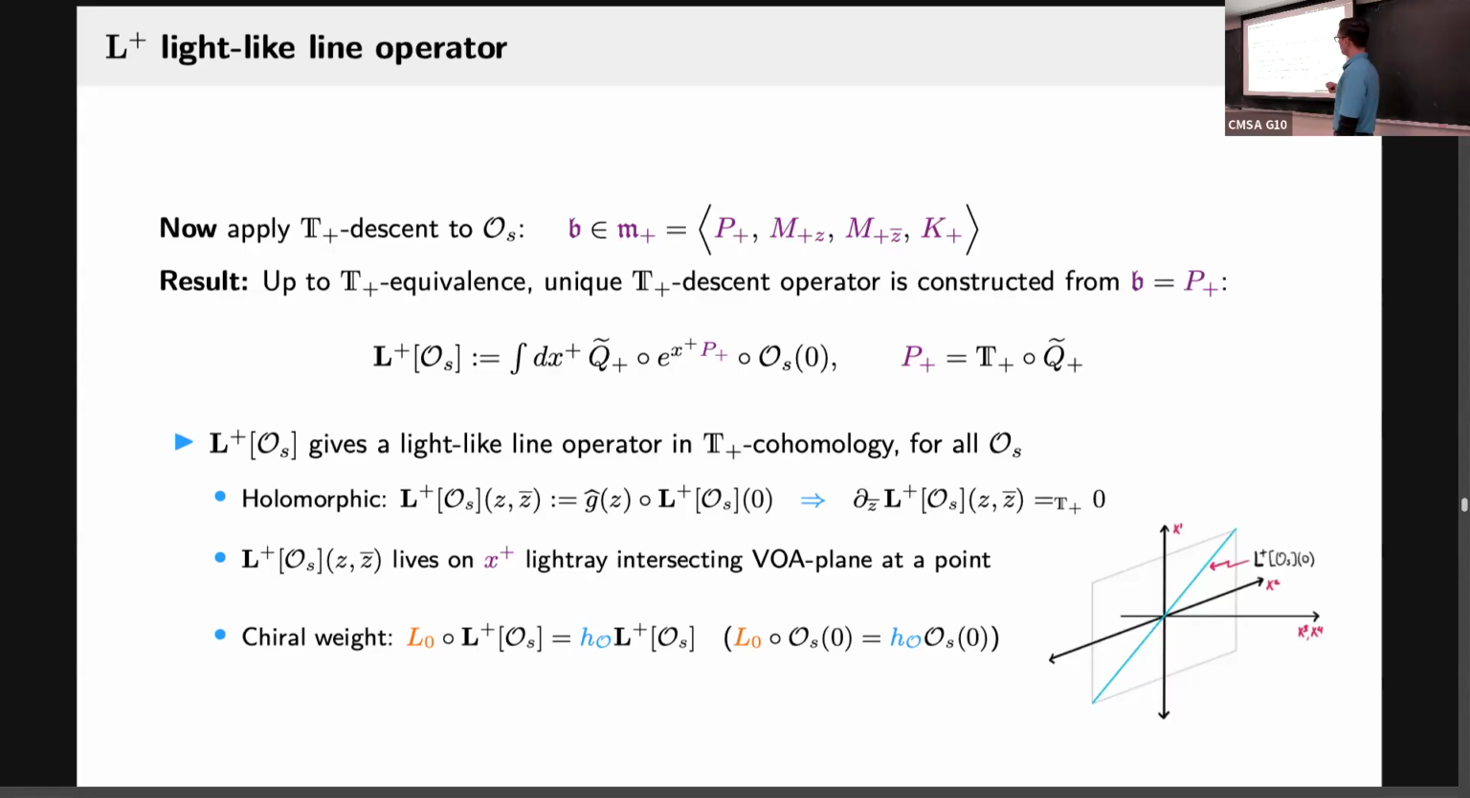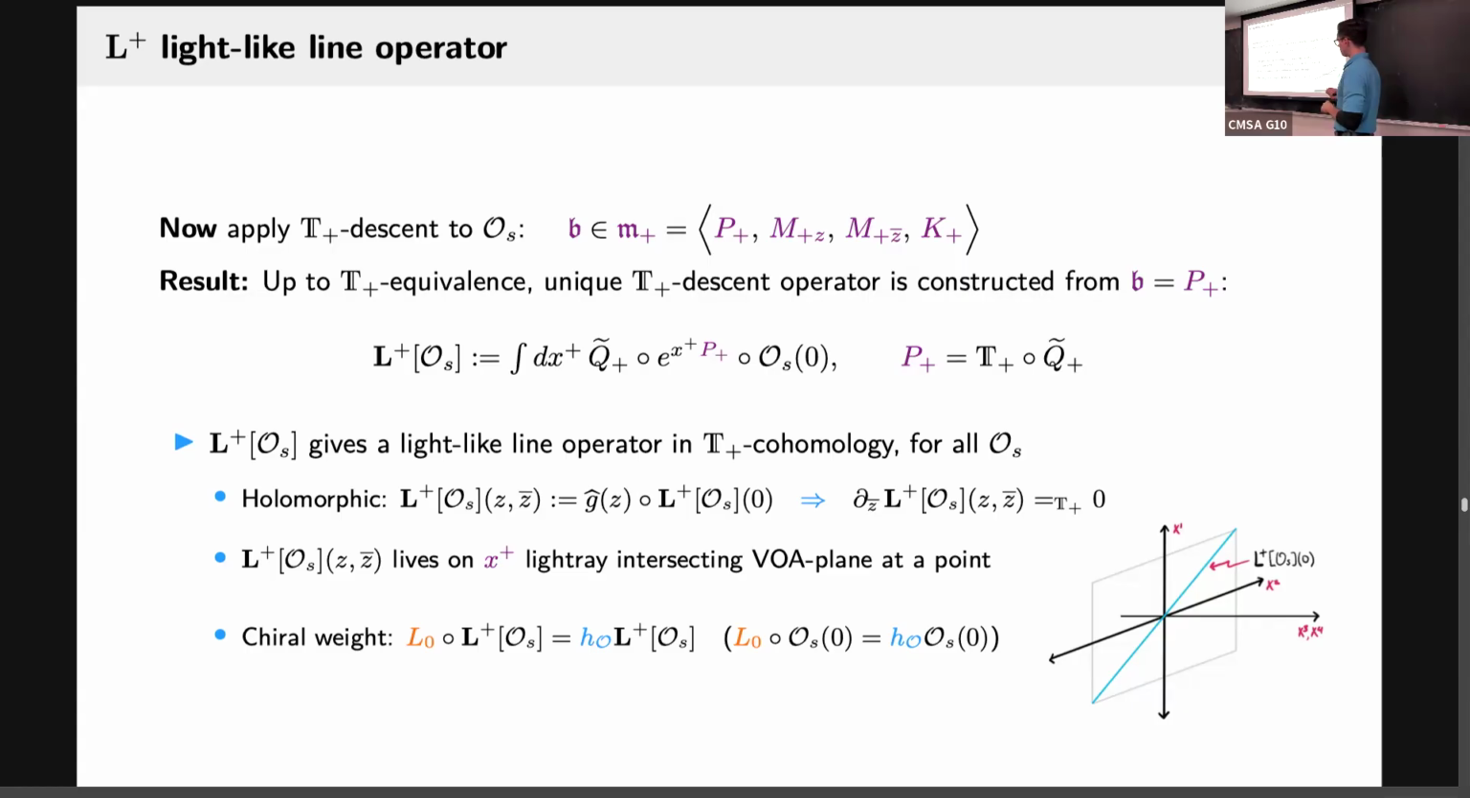And this means I can let B be any element of this nilpotent sub-algebra I mentioned earlier called M plus, which contains these light-like translations, 2 different Lorentz boosts that mix either the plus and z or plus and z bar directions of spacetime, and these special conformal transformations, which are actually special conformal transformations in the x minus direction. And what you find is that up to these T equivalence relations, the unique descent operator is the one constructed from P plus.